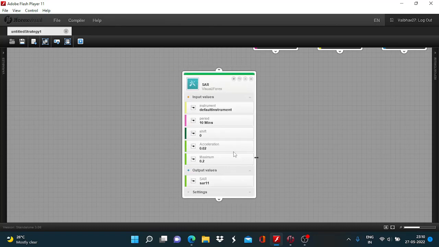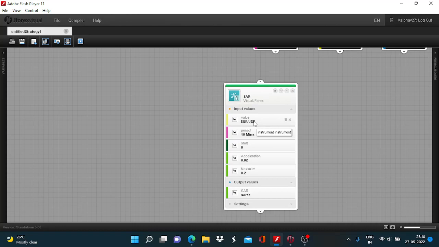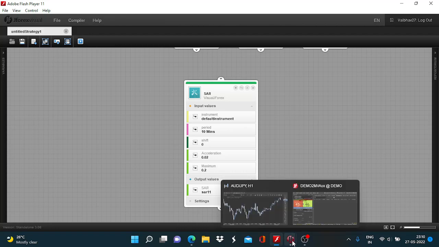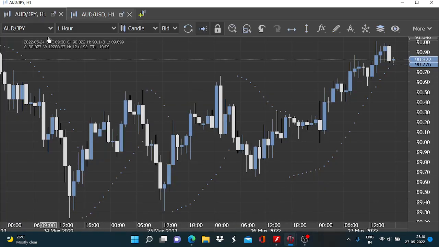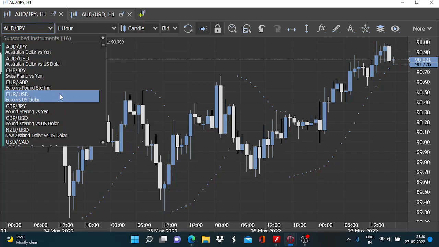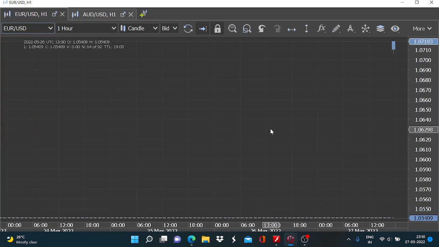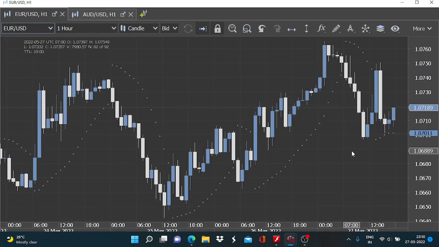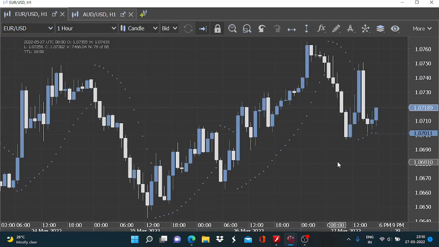We will go with a default setup. We will not be tinkering much with the acceleration and maximum output. Instead, we will be mainly concerned with these two parameters, the candle period and the lookback period. And the default instrument will remain EUR/USD. I will explain the logic to you on the JForex chart. This is the AUD/JPY chart, which I will change to EUR/USD. There is the EUR/USD chart with the candle period being hourly.